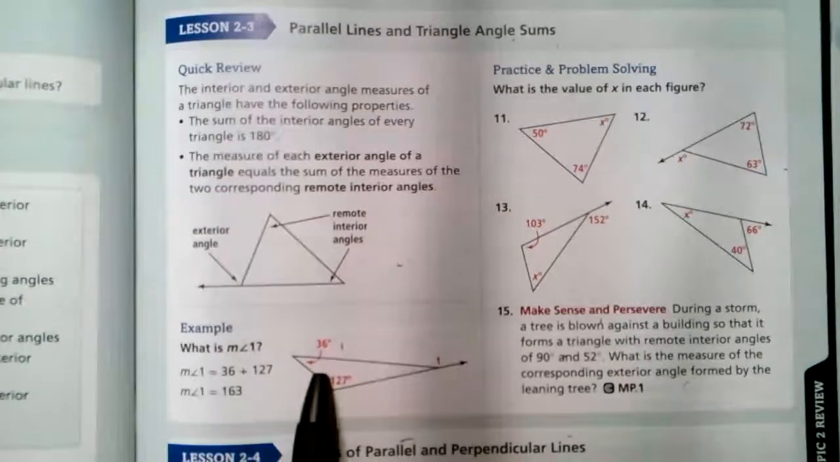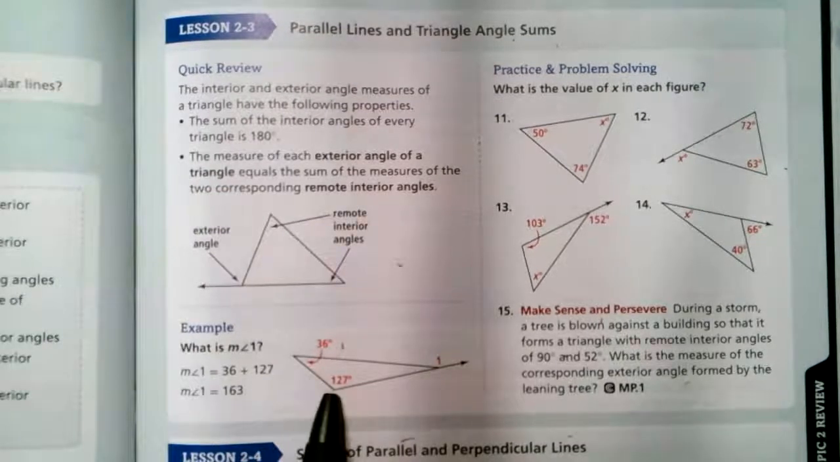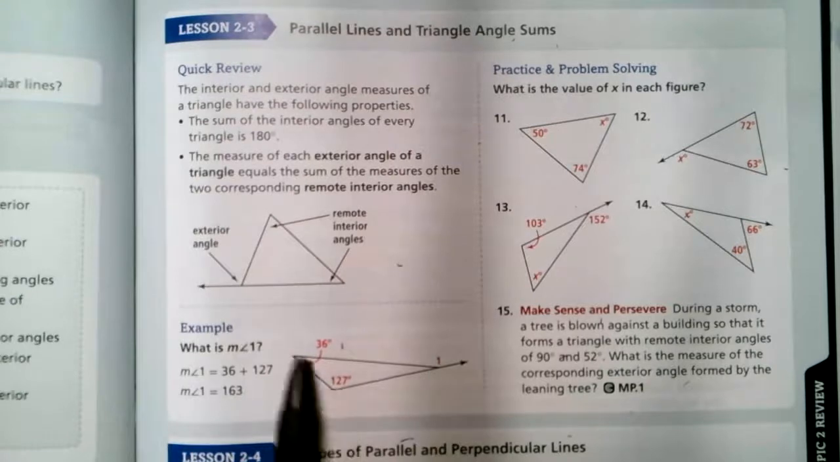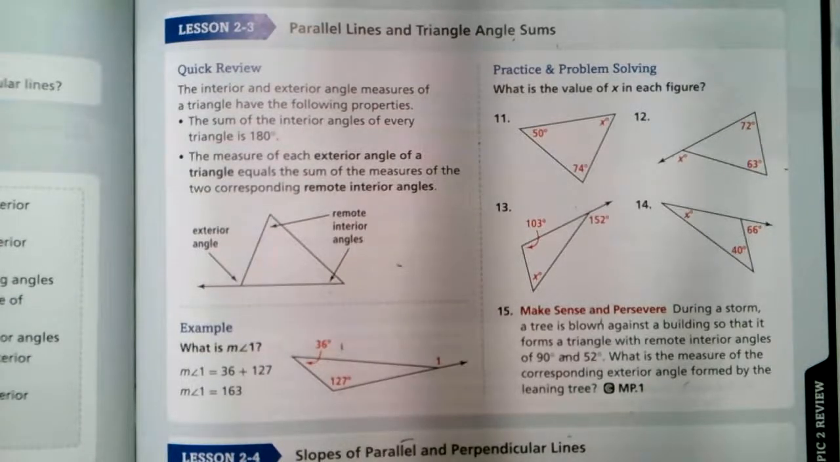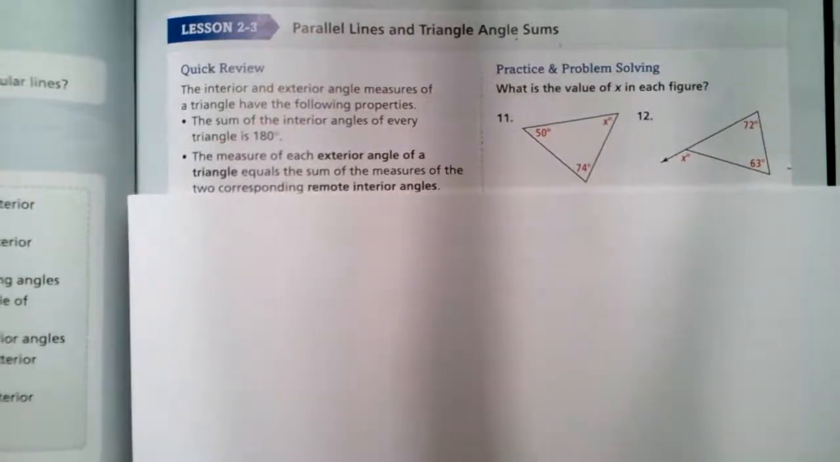So here's an example right below it. What's the measure of angle 1? So there's angle 1. The measure of angle 1, if I go to the opposite side, is going to be equal to the sum of those two angles, 36 and 127. So 36 plus 127 is 163. So angle 1 is equal to 163.